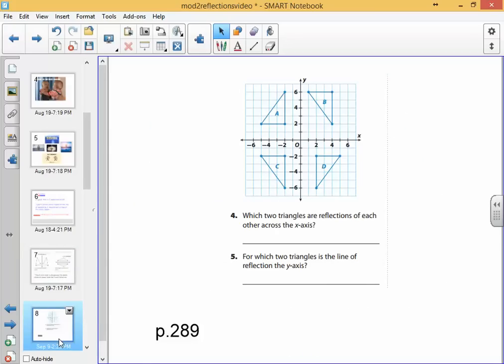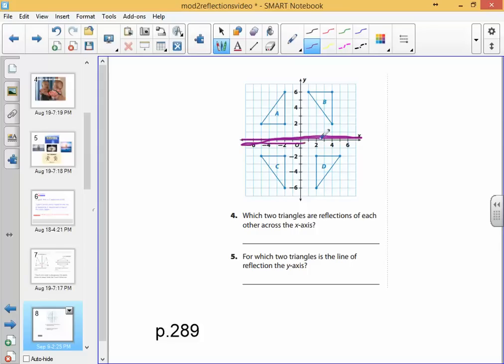So let's look at some examples. I'd like to look at triangles A, B, C, and D. And I'd like to know which two triangles are reflections of each other across the x-axis. So this is my x-axis, and I want to know which two are flipped over this x-axis. So if I take A, could I flip it over on C, or could I take B and flip it over on D? The answer is take A and flip it over on C. It absolutely could have been C reflected over on A. We don't know which one was the original or image because they are not labeled.